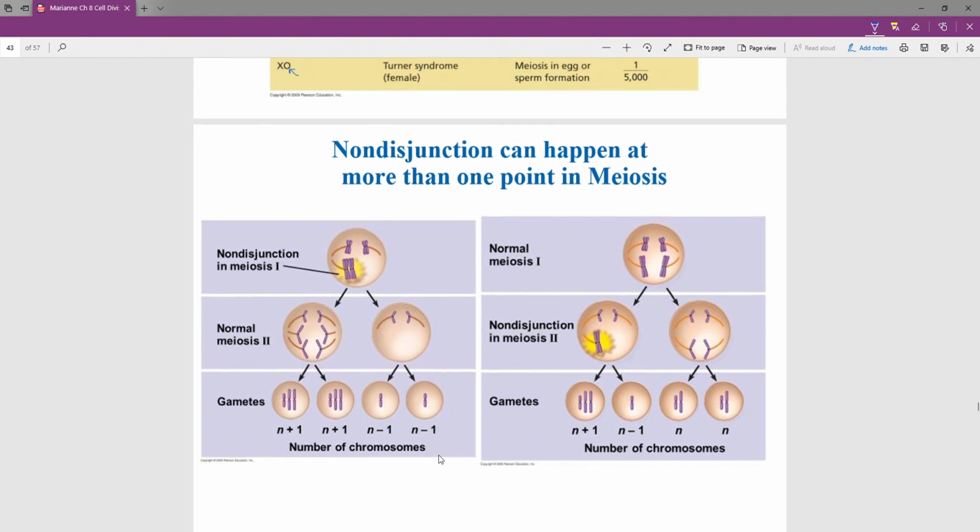So here's an illustration. So you could have non-disjunction of the tetrads, or non-disjunction when those lined up singly. And so here we can have what I was trying to draw, non-disjunction of the tetrad, so that's meiosis 1, or non-disjunction of the sister chromatids, and that would be meiosis 2.